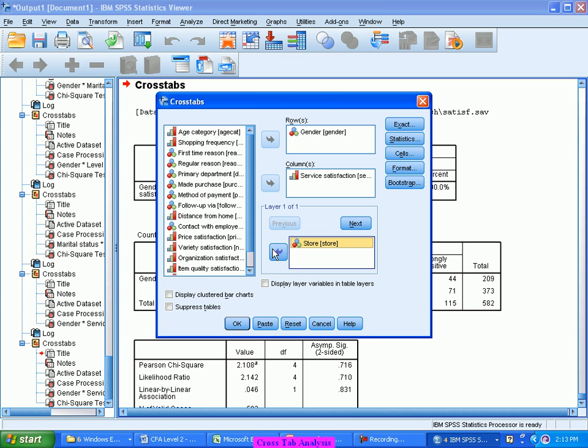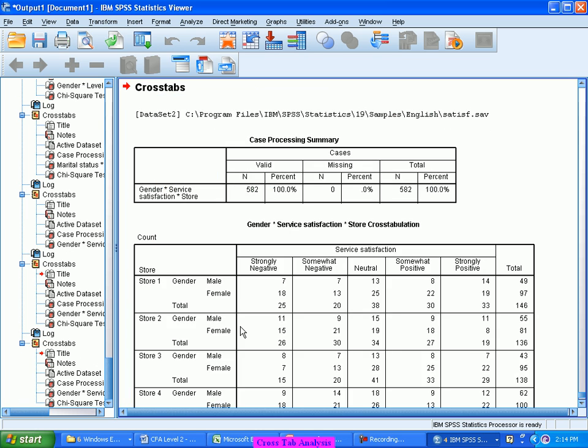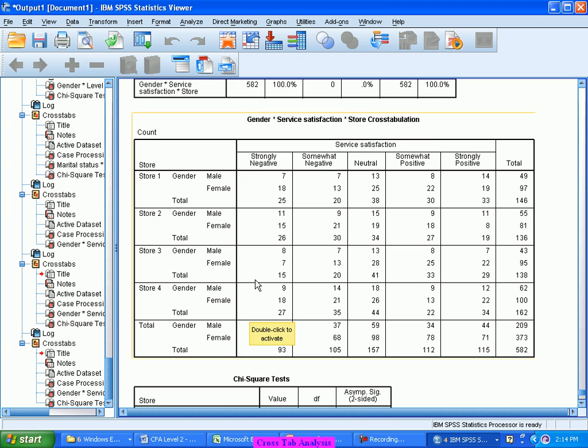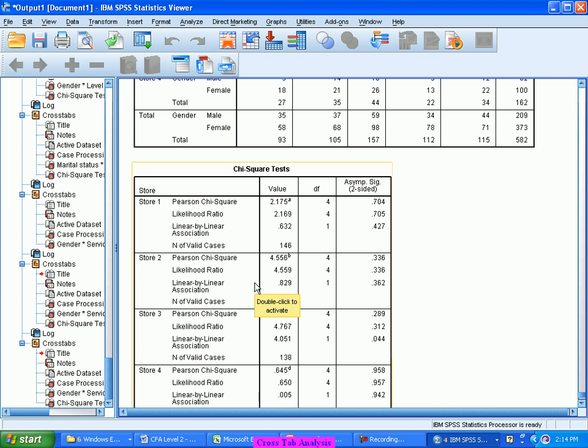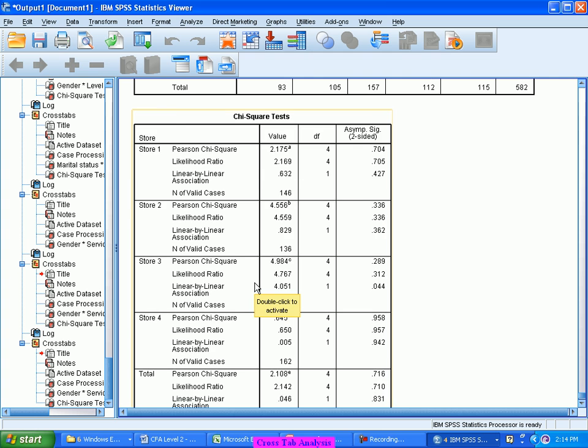So earlier I was looking at service satisfaction and gender across all stores together. Now I am bifurcating it, saying store wise. So in store 1, what was the satisfaction levels of males versus females? Store 2, what is the service satisfaction level of males versus females? Such kind of stuff. So that also is one more thing I can build upon. Now let's see what happened here. Here also nothing.